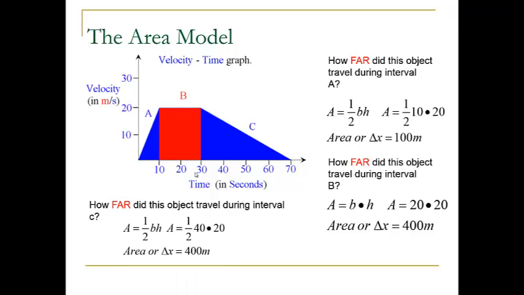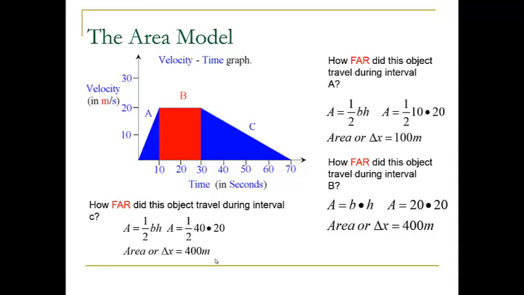So it would be 1/2 times 40 times 20. If you wanted to, you could also find out how far it traveled during the entire time frame. So overall, going from 0 to 70 seconds, if you wanted to figure out how far it traveled, you would add it up. 100 plus 400 plus 400 would tell you that you traveled 900 meters.